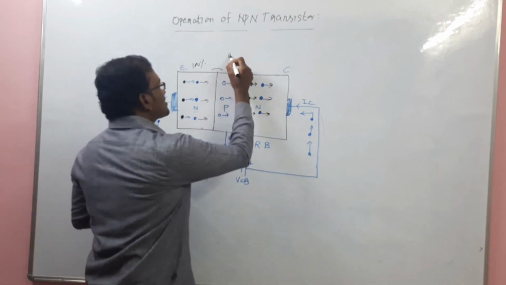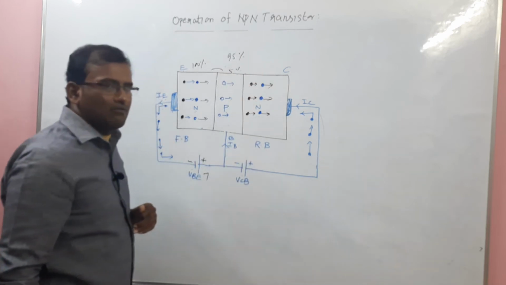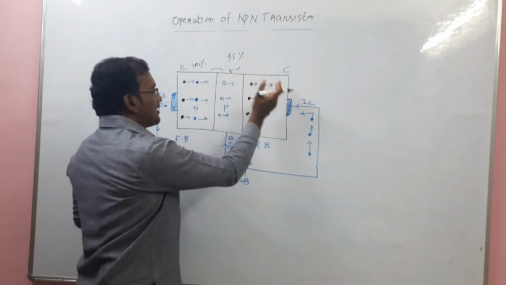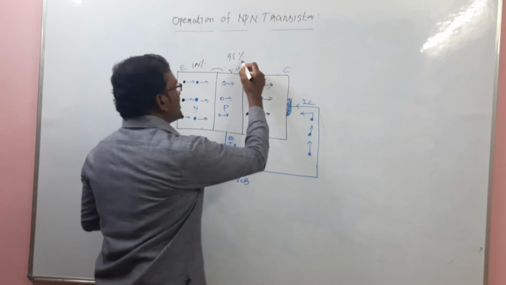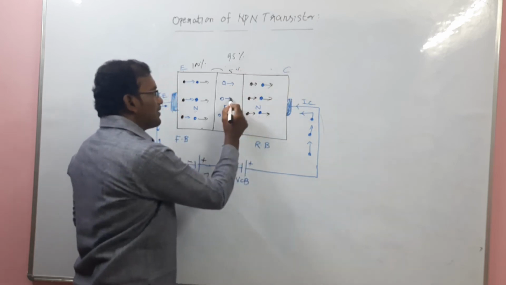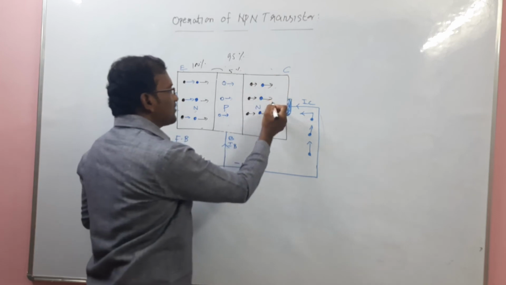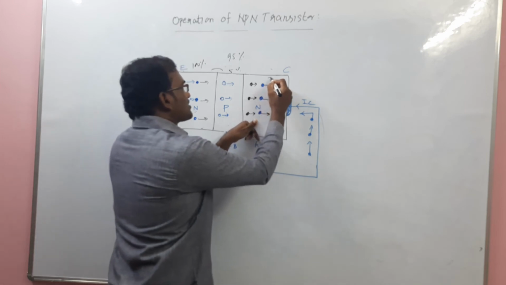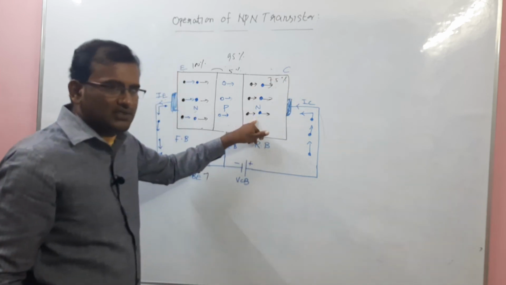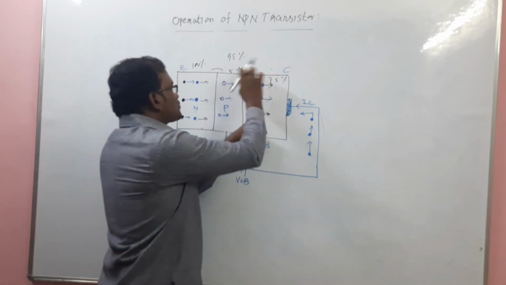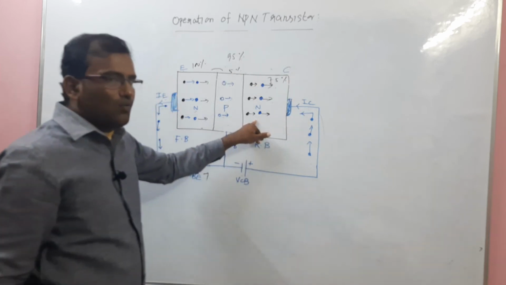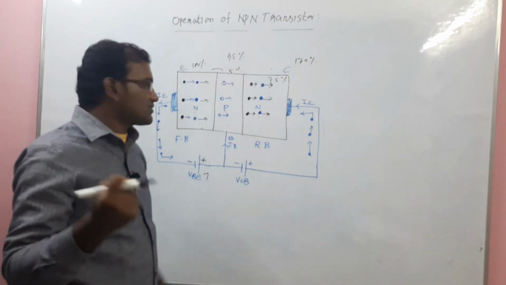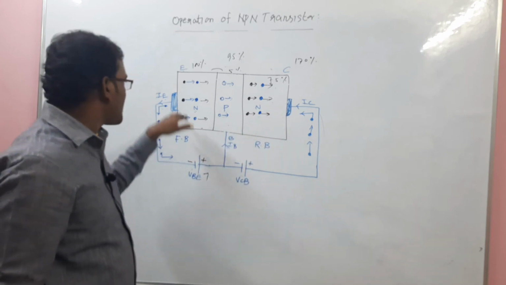How many electrons are remaining? 95% of electrons remain. These electrons pass from the base to the collector, and they reach the collector terminal. Already 75% of electrons are present in the collector region. Now coming from the base to the collector, 95 plus 75, around 170% of electrons are present in the collector region, that is, a high current is present in the collector region. The total current goes again to the emitter.